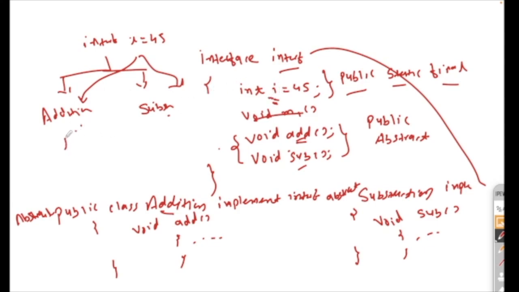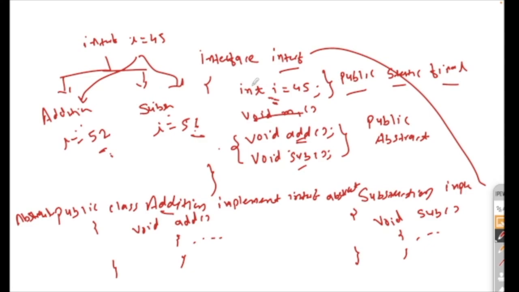This addition class may reassign the value of this I from 45 to 52, and this subtraction may assign it to 56, right? So there will not be a concrete or the same value. Final means what? You cannot reassign it. So if you are sharing the same thing between two classes, then you should share it the same way. You cannot change it, you cannot modify it. And to restrict that, we are making it final.